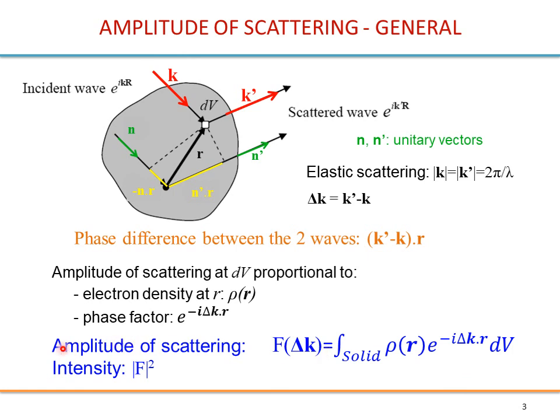So we've seen that the amplitude of scattering in a given direction, represented by Δk, is the integral over the whole solid of this electron density multiplied by this phase factor. And what we observe is the intensity, so it is f squared. And you remember that this amplitude is in fact the Fourier transform of the electron density.